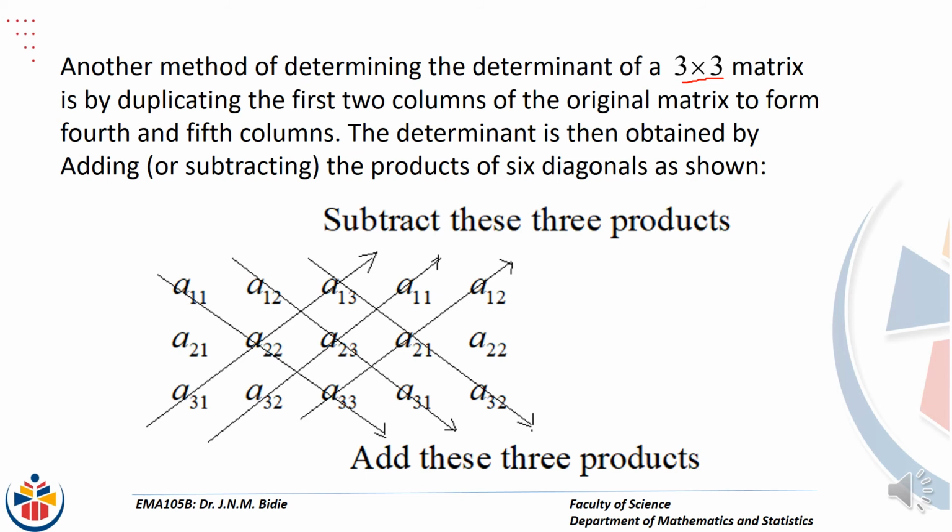Each diagonal must go through 3 entries. As you notice, you'll only be left with A22 at the end that is not touched by the diagonals, and A21 on the other side not touched. Note that the ones going down are added and the ones going up are subtracted.